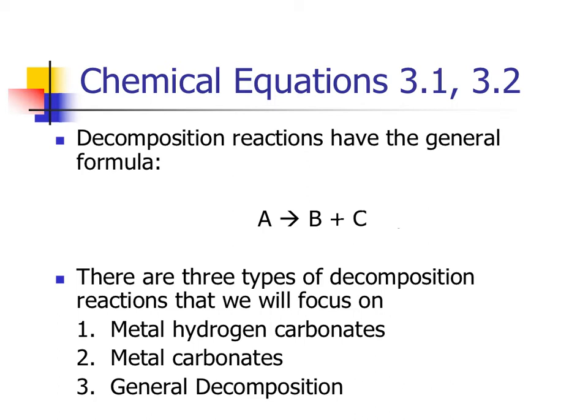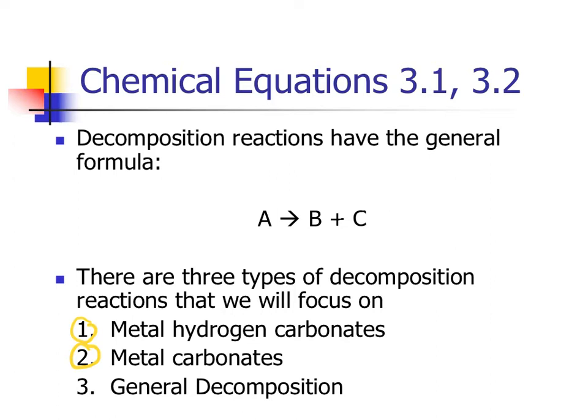Now, there are a few other things that are going to be the types of decomposition reactions. The two of these you will be asked to kind of predict the outcomes. They are the metal hydrogen carbonates and the metal carbonates. You will be asked to predict their products.